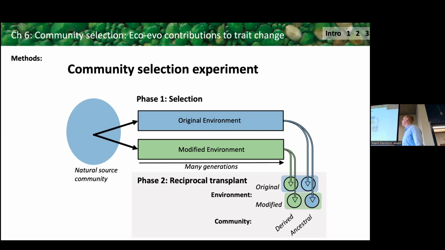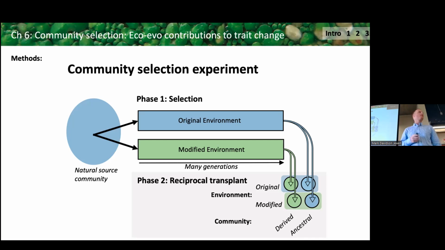Then at the end of this selection phase, we will assess what happened to phenotype with the use of a reciprocal transplant. So I'll just take a step back. It's a bit of a complicated experiment to describe. So of course you have this ancestral community, which should retain its traits in the original environment. Over many generations of growth in the modified environment, its characters may change, it may evolve, there may be ecological change or phenotypic plasticity, leading to a derived community at the end of this environment.